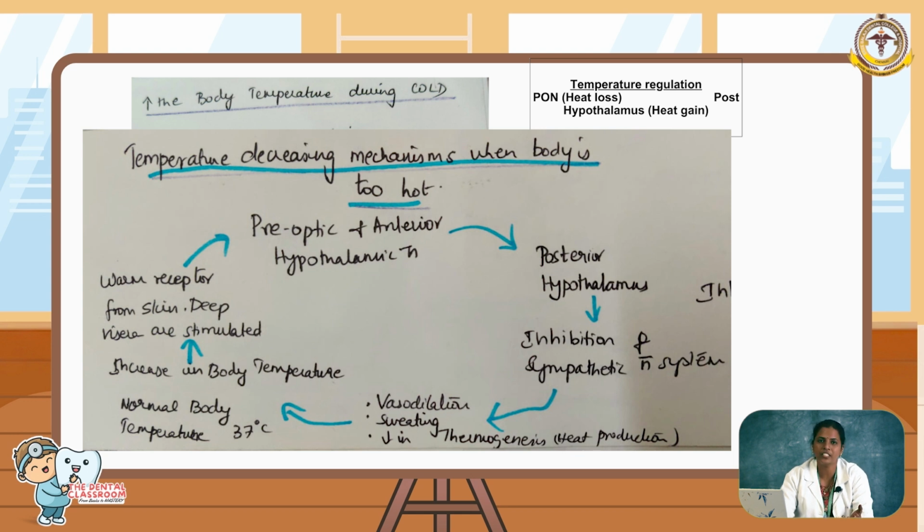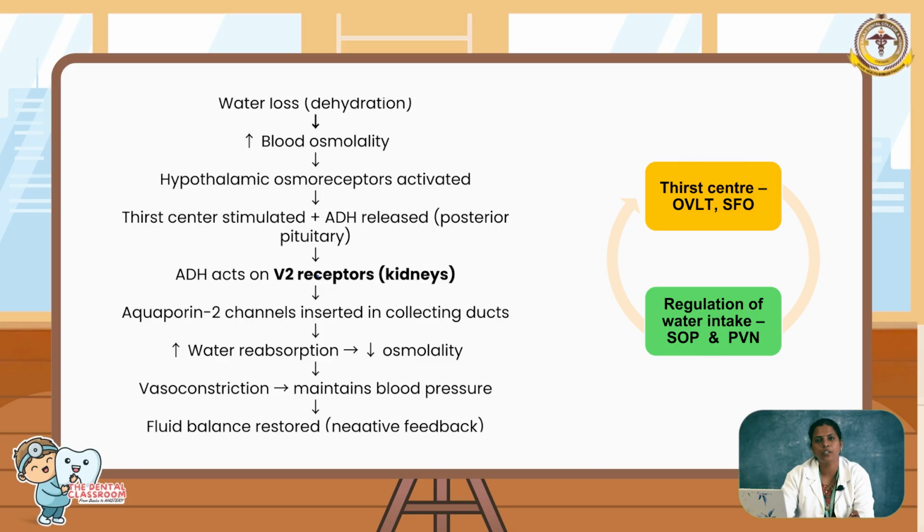So when there is shrinkage, it is indicating that the body is deficient of water, and thus the hypothalamus will stimulate a posterior pituitary hormone called ADH, antidiuretic hormone. This ADH will stimulate your thirst, plus it is going to increase the water reabsorption at the level of your renal tubules, and thus the body fluid is restored to your body.